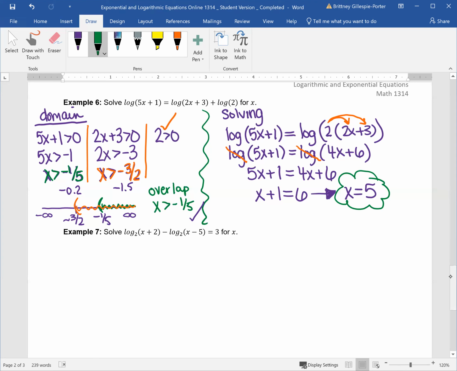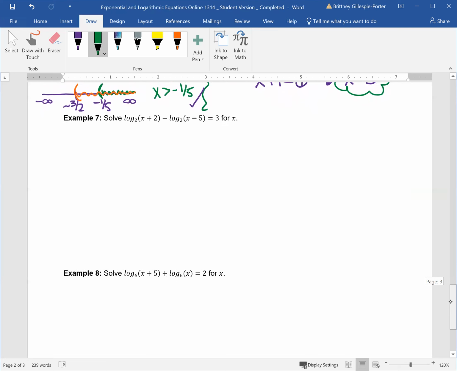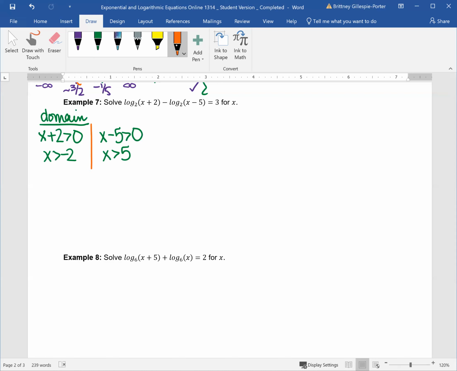Let's try our next one. We have log base 2 of x plus 2 minus log base 2 of x minus 5 equal to 3. Let's worry about the domains. We have logs, so let's take the argument, set it greater than 0, and we need both of them. When we solve the first one, we get x has to be greater than negative 2. The second one says x has to be greater than 5.